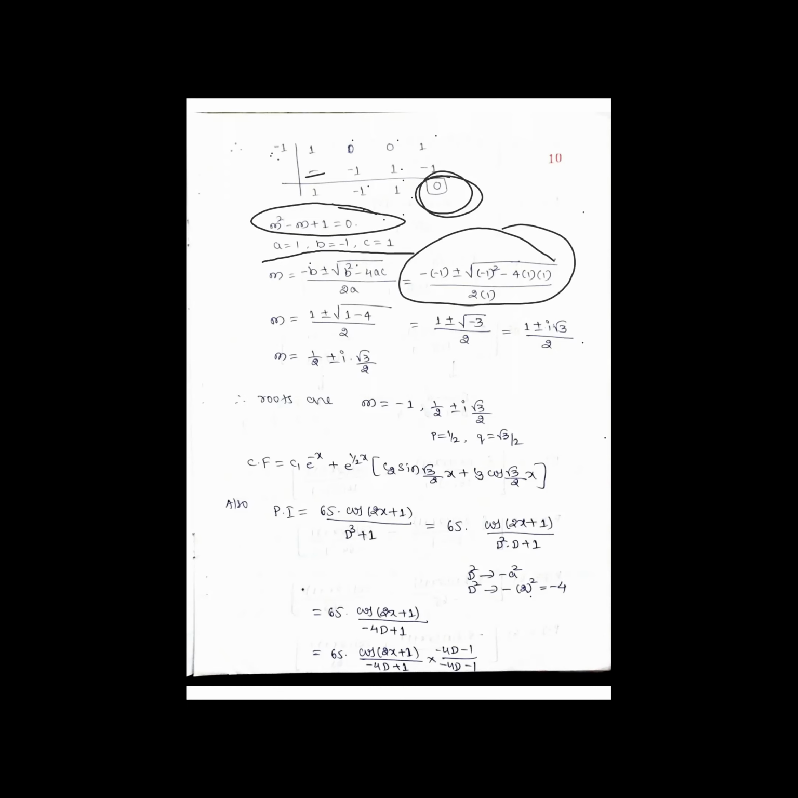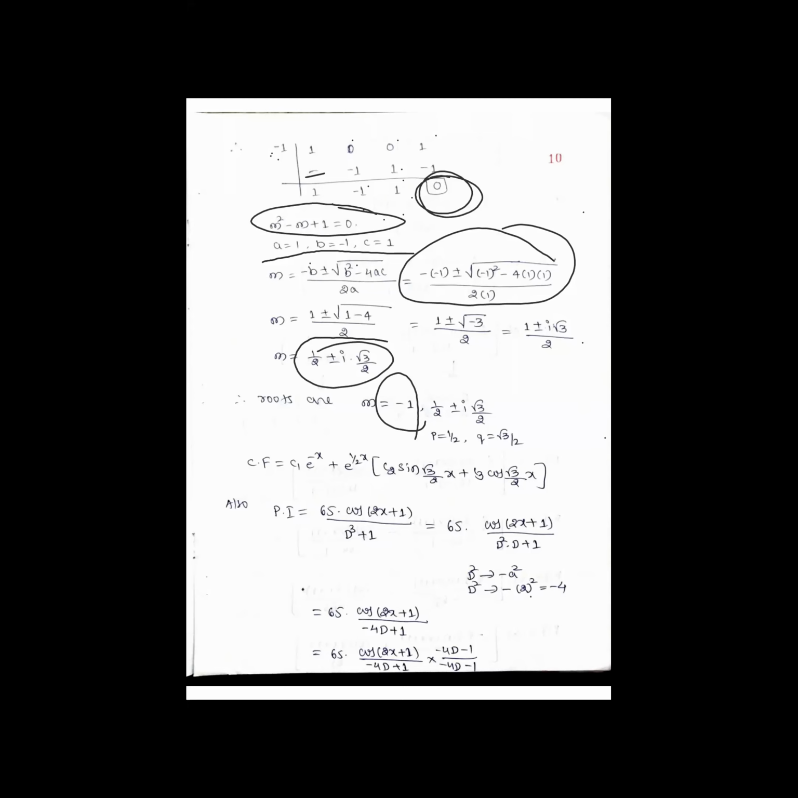As the square root inside has a minus sign, that is nothing but i. So the square root of minus 1 is i, and the square root of 3 divided by 2. So 1 by 2 plus or minus i square root of 3 divided by 2. Therefore, the roots are: initially I got one root, that is minus 1. Next, the complex roots, write them together.